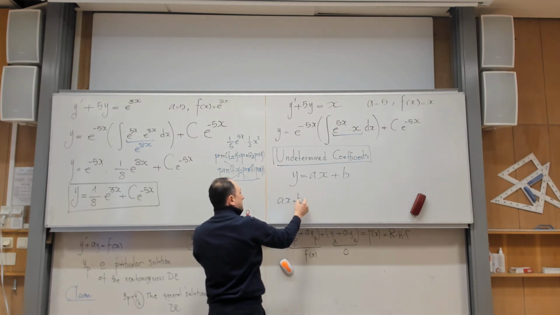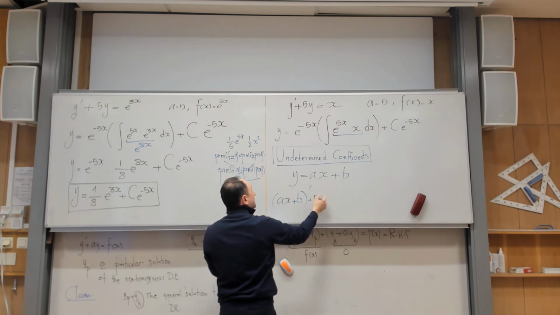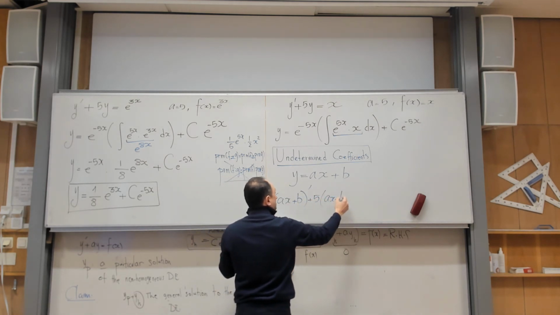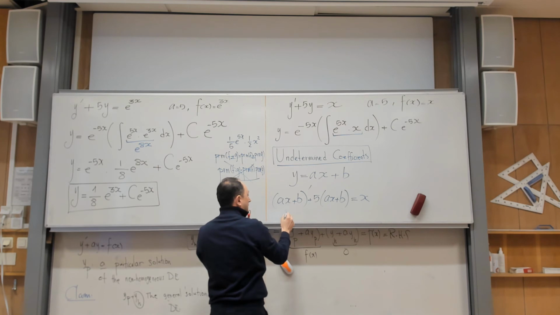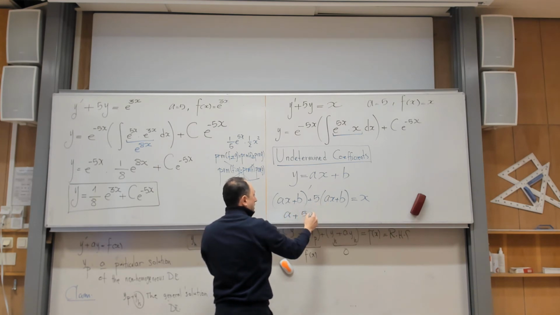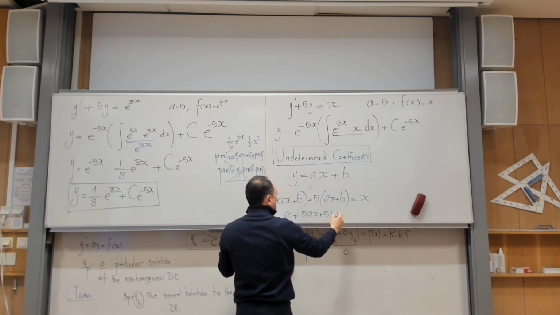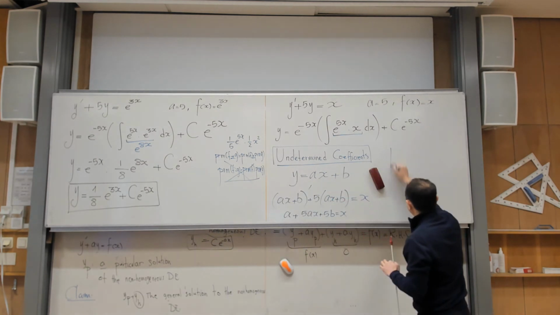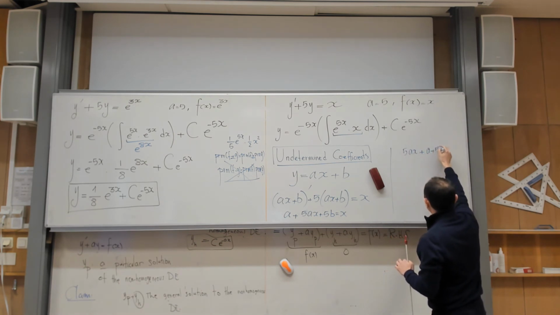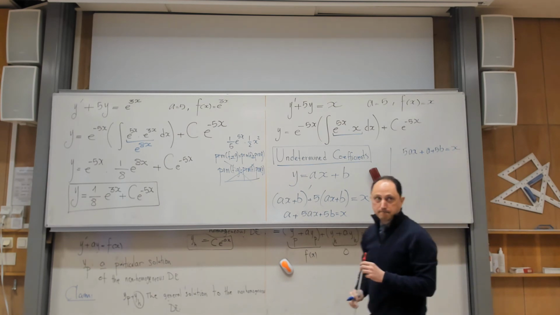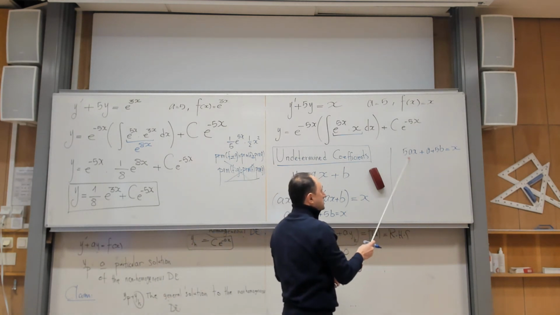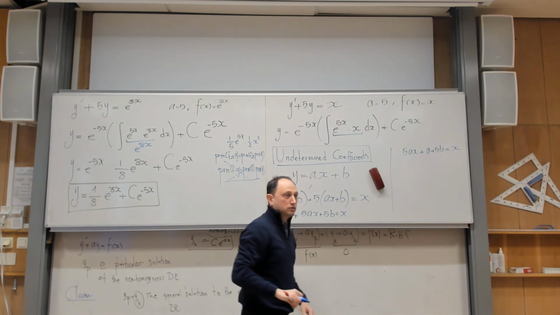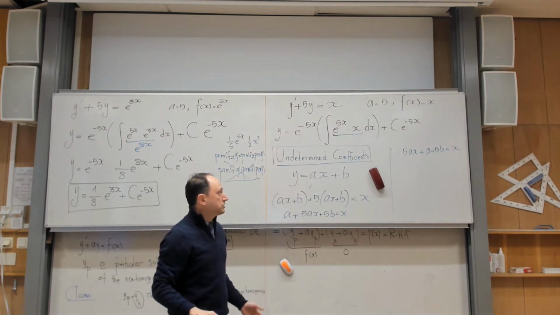So it becomes (ax plus b) prime plus 5(ax plus b) is supposed to be equal to x. If I ask you what is the derivative of this, it is a, and then I apply this, 5ax plus 5b is supposed to be equal to x. What I do, I write it in an organized way. It becomes 5ax plus a plus 5b is equal to x. Yes? And I want to find a and b so that the left-hand side becomes exactly identical to the right-hand side. So what are my choices?